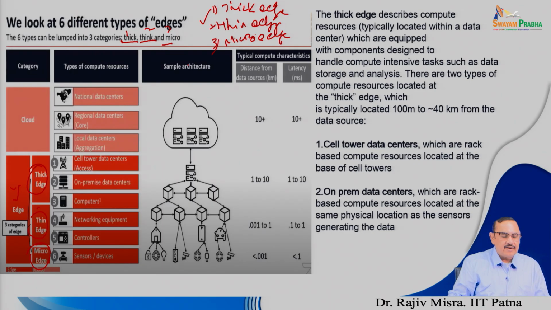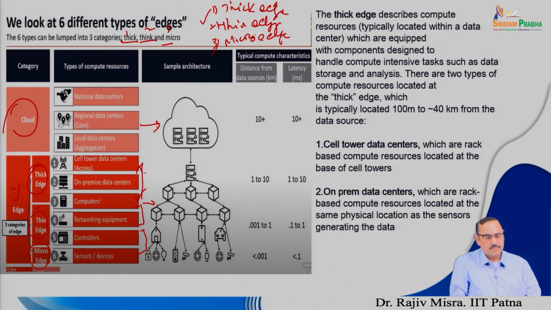Now, in this particular category, you have a cloud. So, cloud and edge. In the edge we are dividing. Here this is the cloud, and when you say the edge, it is a thick edge up to this point, then it is a thin edge up to this point, and the micro edge here in this particular case. This is the micro edge, this is the thin edge, this is the thick edge, and this is the cloud.